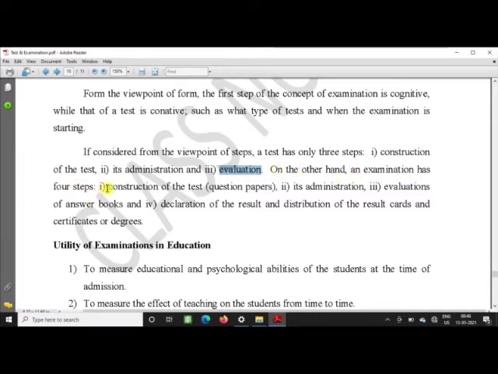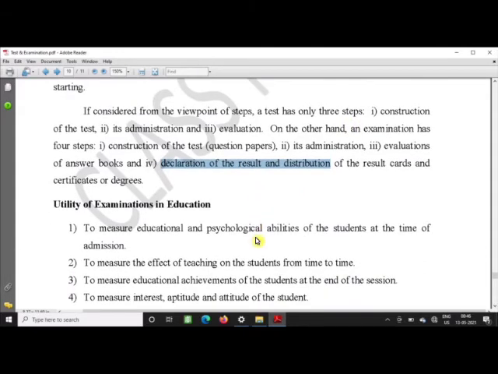And on the other hand, in examination, there are 4 steps. Number 1 is construction of test, that is question paper. Administration of examination, that is how you are going to administer it in schools, in colleges. And evaluation of answer books, the answer books that are submitted by the students, and different teachers are recruited to evaluate them. And then declaration and distribution of the result. Declaration of the result is very important in examination, because students need to know their result. But this is not necessarily important in a test.